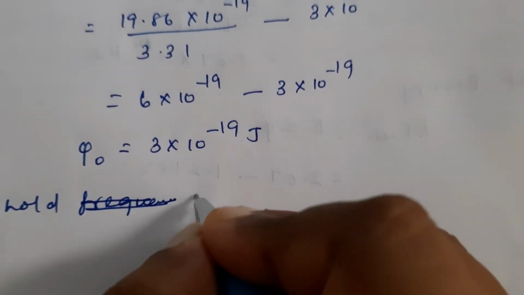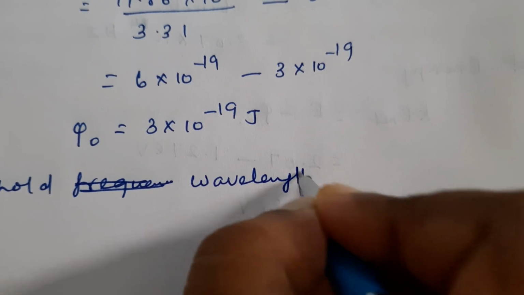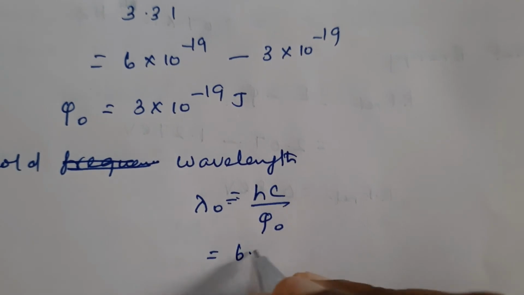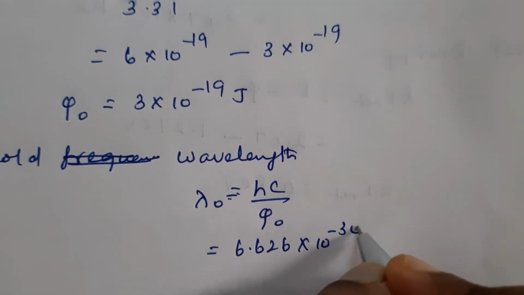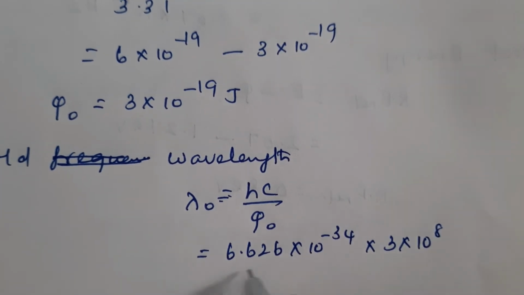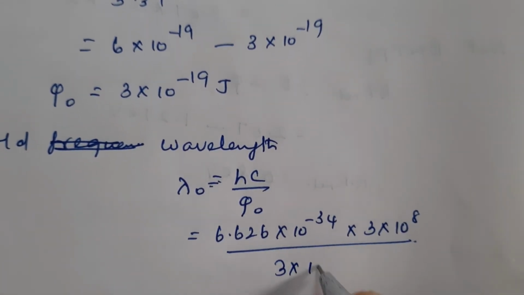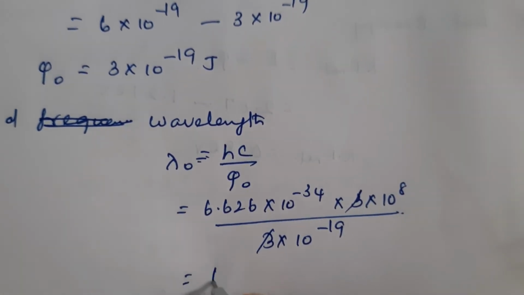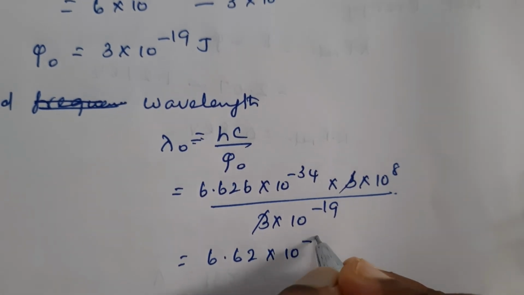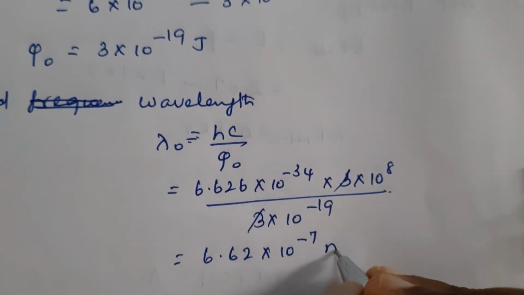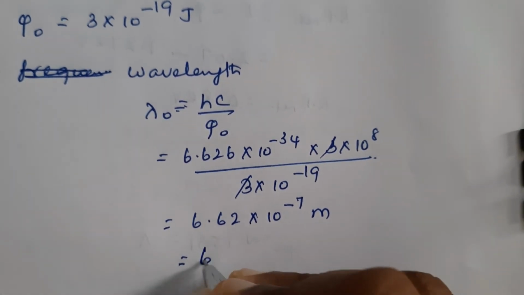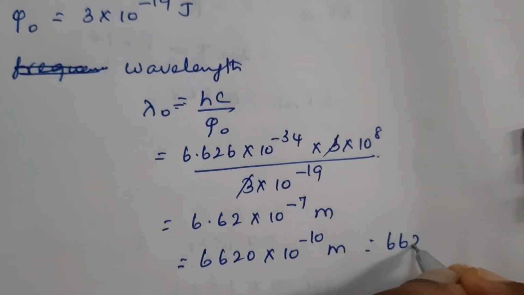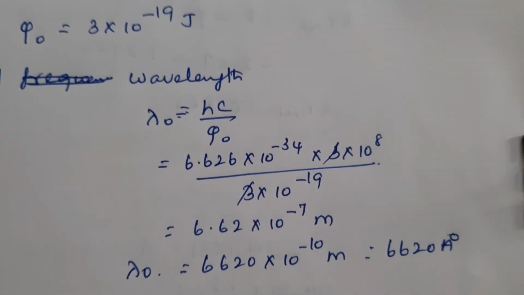Now from this we can go for finding the threshold wavelength. So lambda 0 is equal to hc by phi 0. So it is 6.626 into 10 raised to minus 34 into 3 into 10 raised to 8 divided by 3 into 10 raised to minus 19. 3 and 3 will get cancelled. So you will be getting it as 6.62 into 10 raised to minus 7 meter, or you can write it as 6620 into 10 raised to minus 10 meter, which is 6620 Angstrom. This is your threshold wavelength.